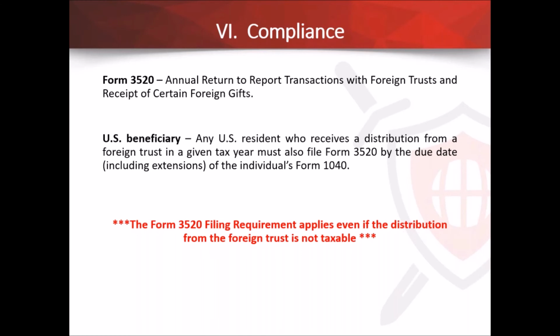And any U.S. beneficiary of a foreign trust, even if there's no income, is required to file a statement saying that they are a beneficiary of a foreign trust. And it's a 3520. It's a very long form. Parts of it won't apply to the U.S. beneficiary or the U.S. owner, but it's the same form. It would be filed with the U.S. beneficiary's 1040 as well.